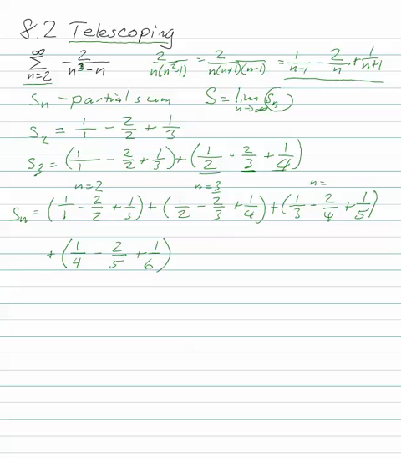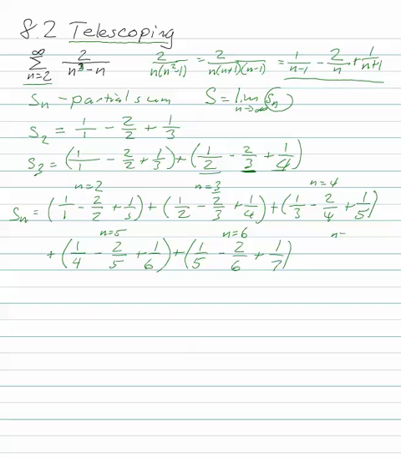This was when n equaled 4. This was when n equaled 5. We'll do 2 more and then we'll stop. When n is 6, you've got 1 over 5 minus 2 over 6 plus 1 over 7. That was when n equals 6.